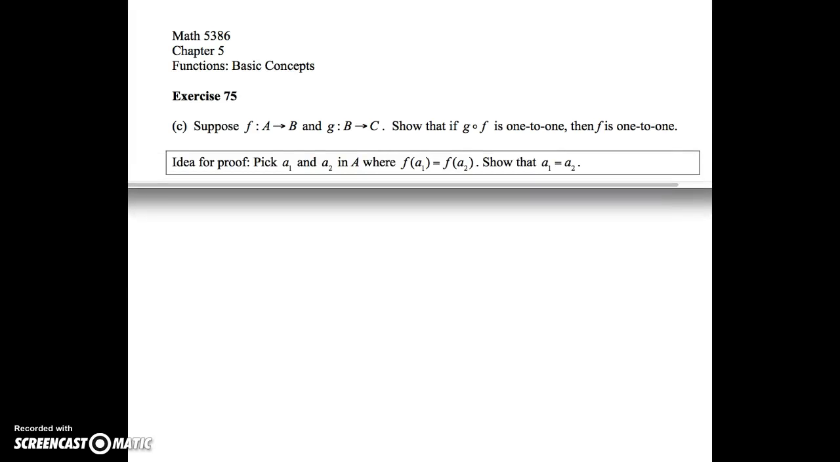So first, the idea for a proof: if we want to prove that f is 1 to 1, we need to pick two values, I'll call them a1 and a2, in this set A, the domain of f. If it's true that f of a1 is equal to f of a2, we need to show that a1 indeed equals a2. That's what it means for f to be 1 to 1.